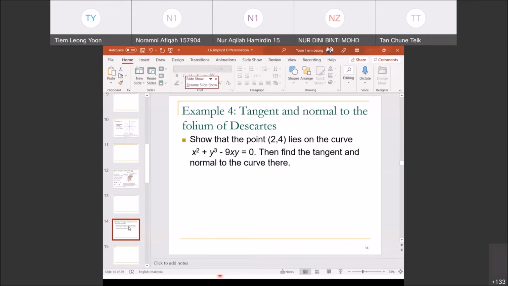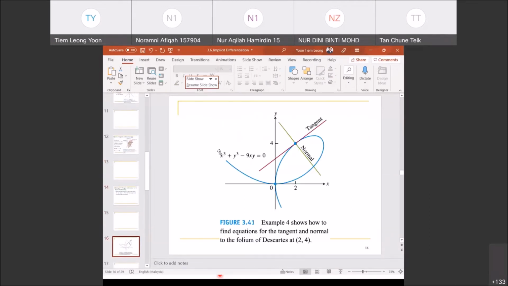So you have a curve which looks like this. And this curve is x cubed plus y cubed minus 9xy equals 0. These equations describe the blue colored curve. If I'm not mistaken, you can correct me, this is pronounced as Descartes, which is a French name. I hope that I do not pronounce it wrongly, but you can always check it out for those who study French.